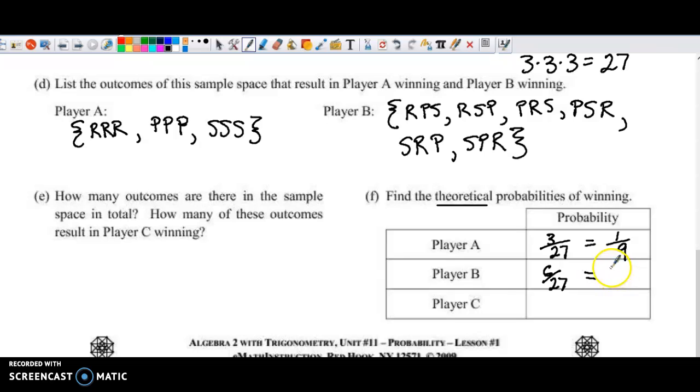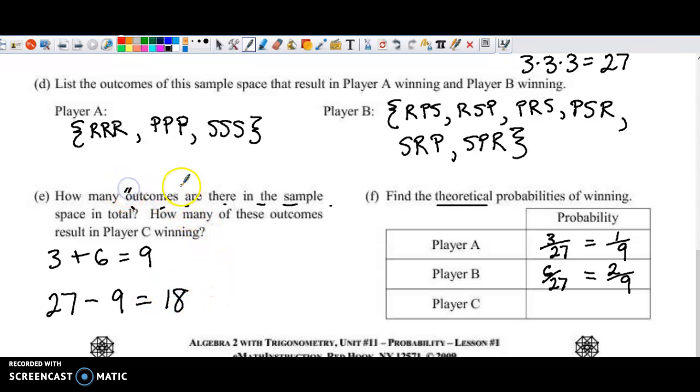And you could reduce that as well. I believe that reduces to 2/9. But here's another thing for you to think about. Instead of counting up how many you have left, you could just say, okay, if player A has 3 of those winnings, player B has 6 of those winnings, that's a total of 9. The remaining 18, why 18? Because 27 minus 9 is 18, is the number of outcomes left over for player C, because somebody has to win, either A, B, or C.